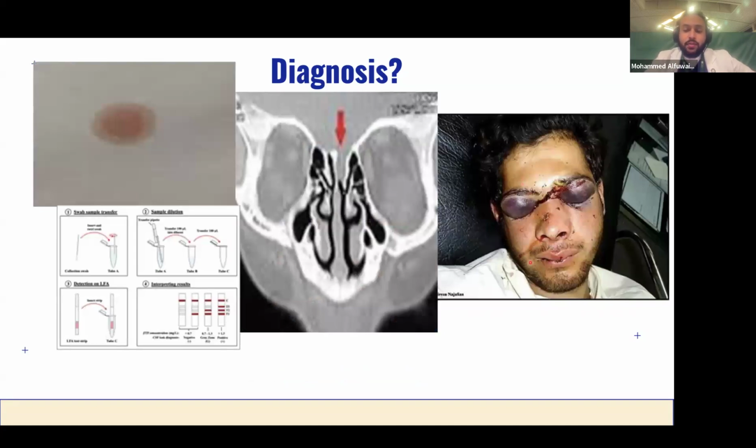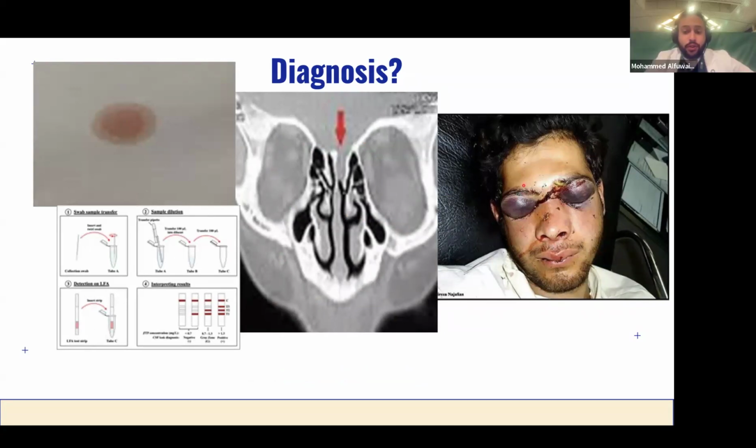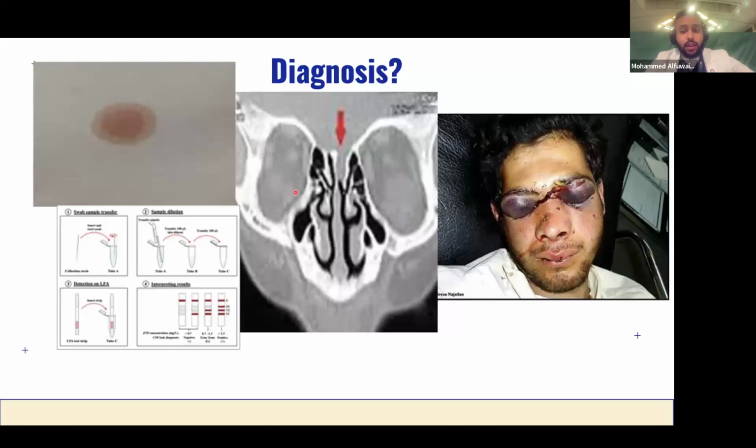Then we go to this one, which is super high yield for you guys. Motor vehicle accident, and this is what you see in emergency. What is this diagnosis first? Raccoon eye. Good. This finding is raccoon eye. Good. What do you see here? Basal skull fracture. Yes. So fracture of the anterior cranial fossa.